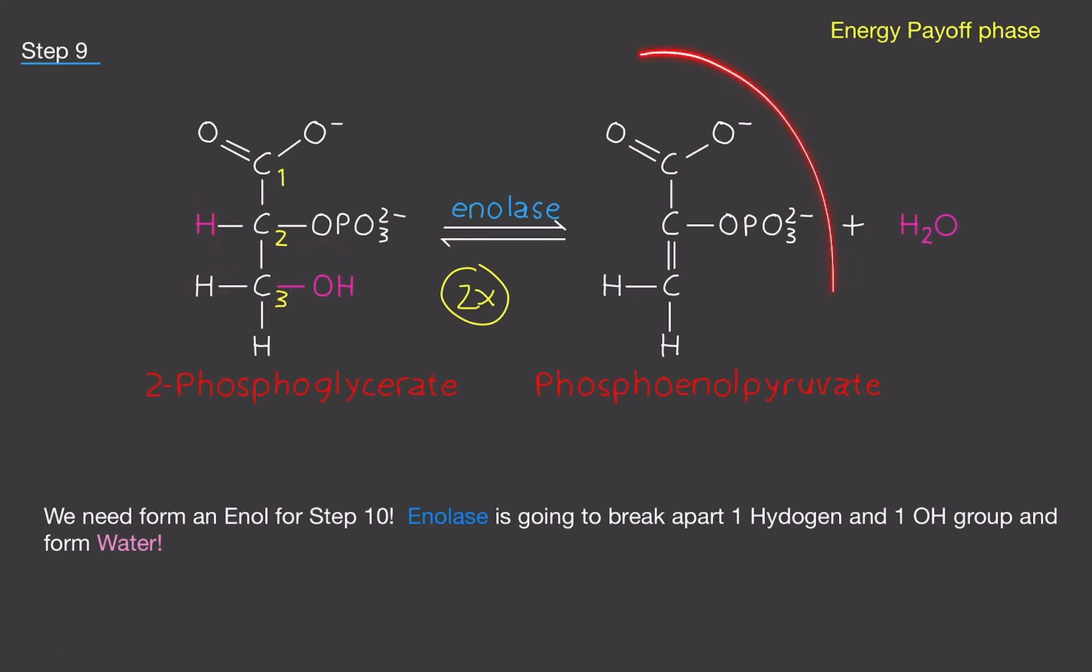And then we're left with phosphoenolpyruvate. It has an enol in it, so we know it's an enol. It has a phosphate group, and this is the beginning stages of pyruvate. And remember, we do this times 2 because it's a duplicate of everything.